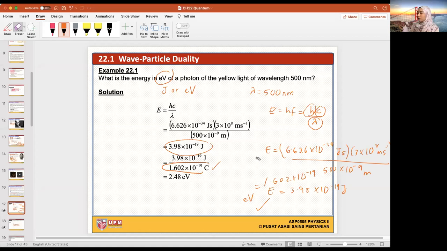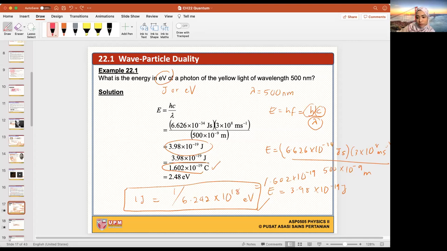No, kita bagi tahu. Okay, so if you Google it, you will find out that the value is... 1.602, no. What is the value? 6.242 times 10 to the 18, right? Okay, so let's try.